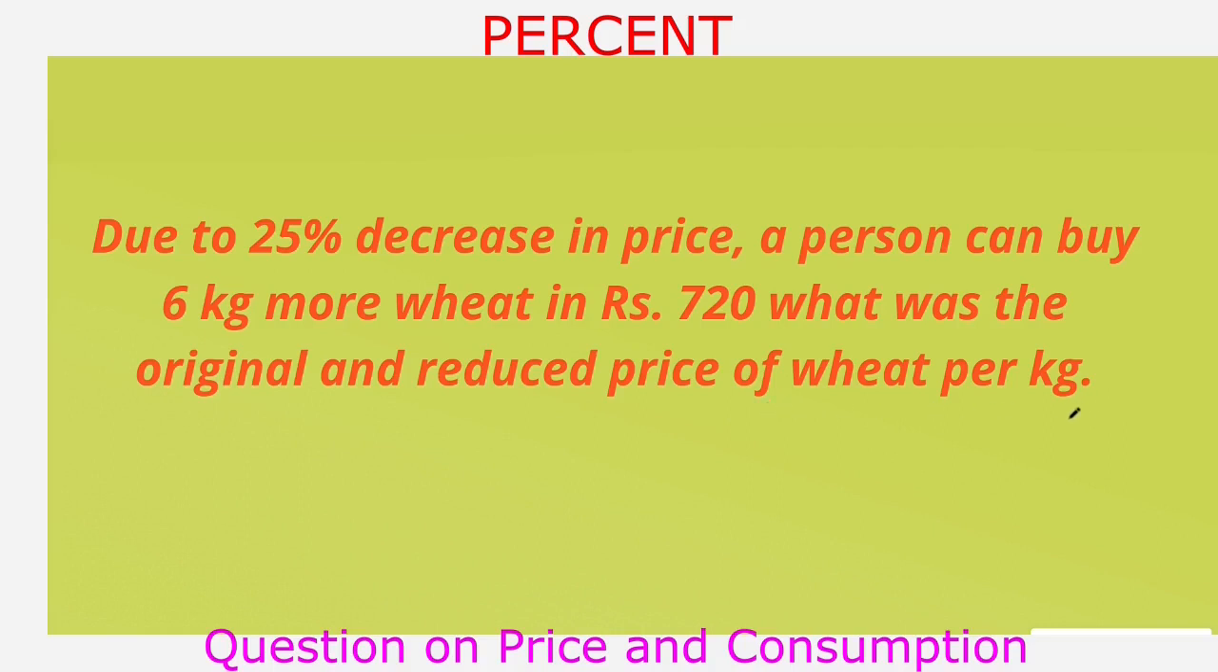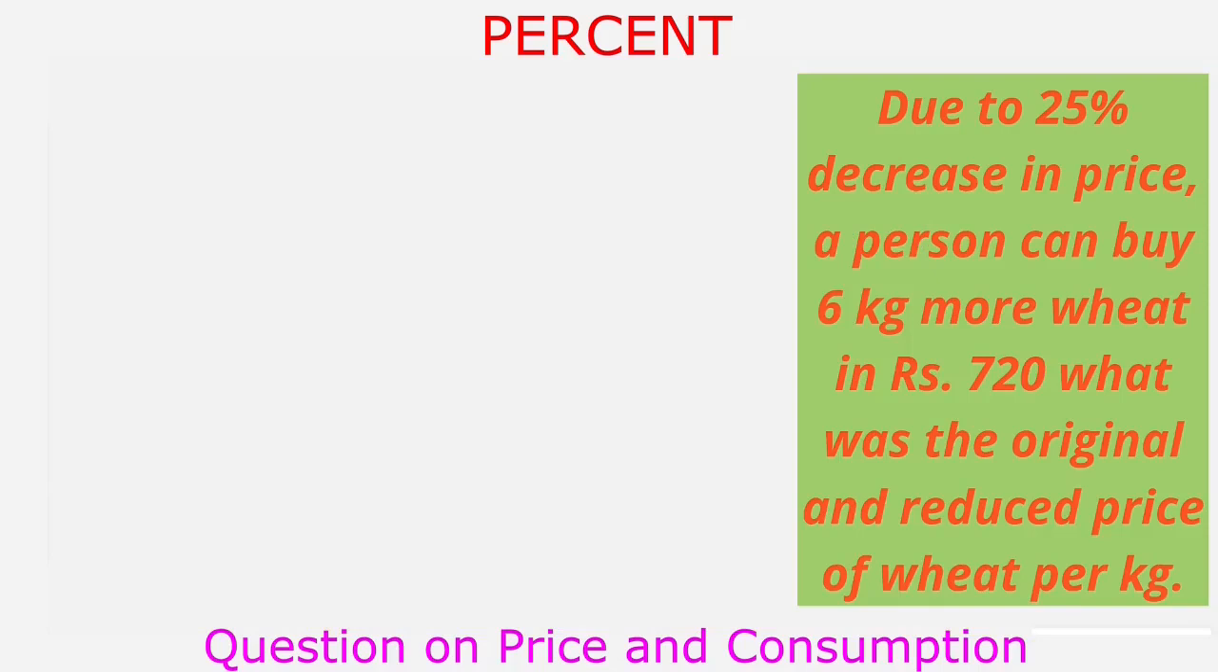We solve the question by two methods, one with the conventional method and the other with the shortcut method. We solve the question as the present and earlier expenses are the same, which is rupees 720. So let the present quantity be Q and the present rate be R.